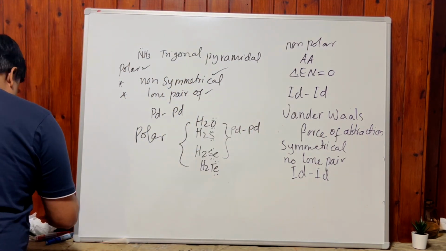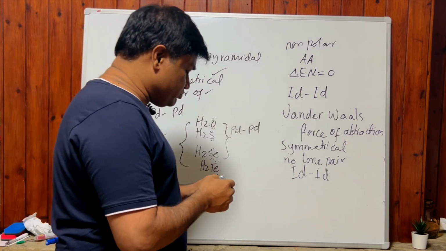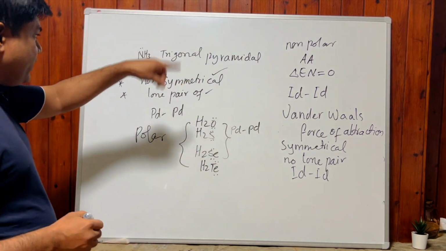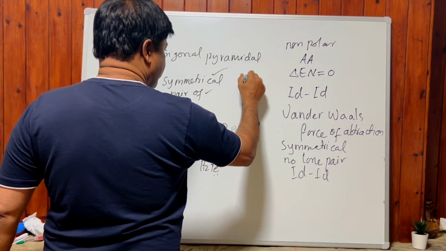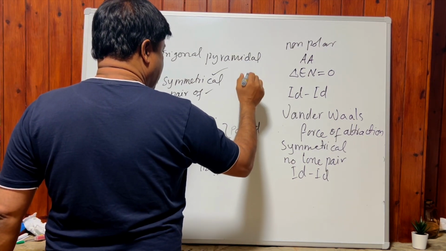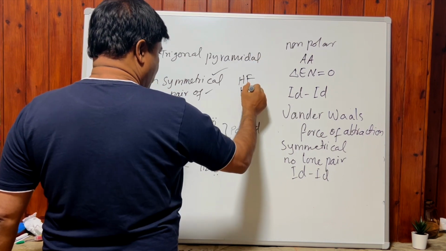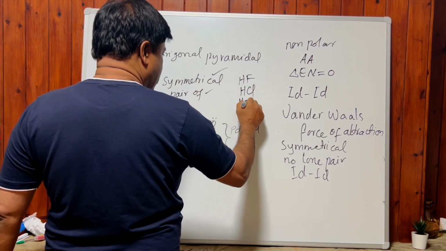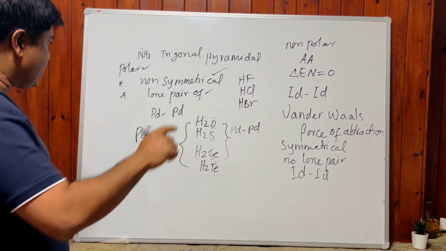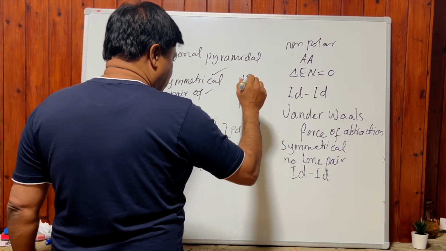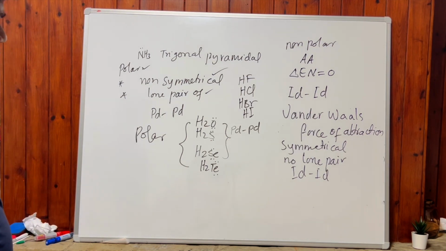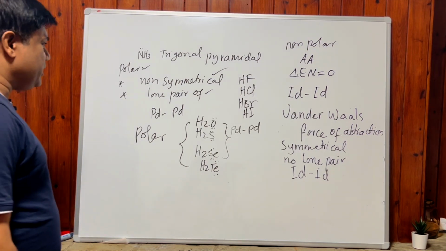Now we have already done HCl and HF. Difference in electronegativity is not equal to 0, so they are polar. Polar meaning unsymmetrical. We can't cut into two equal halves. So unsymmetrical meaning PD. What type of intermolecular force of attraction? PD.